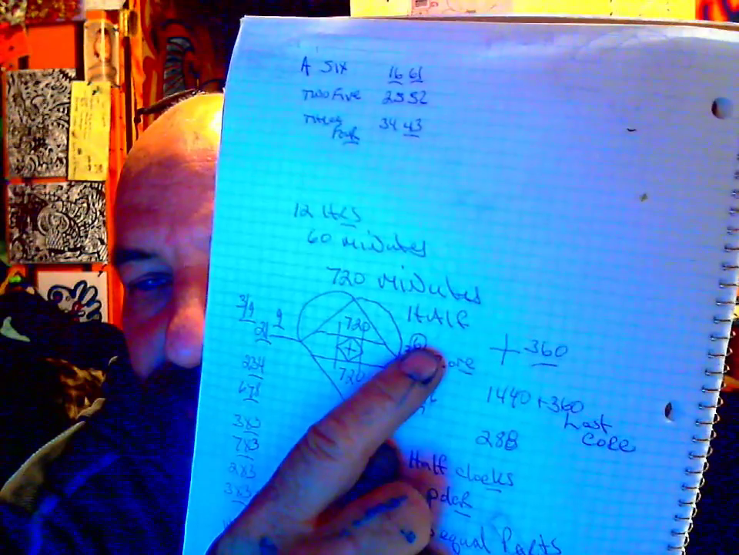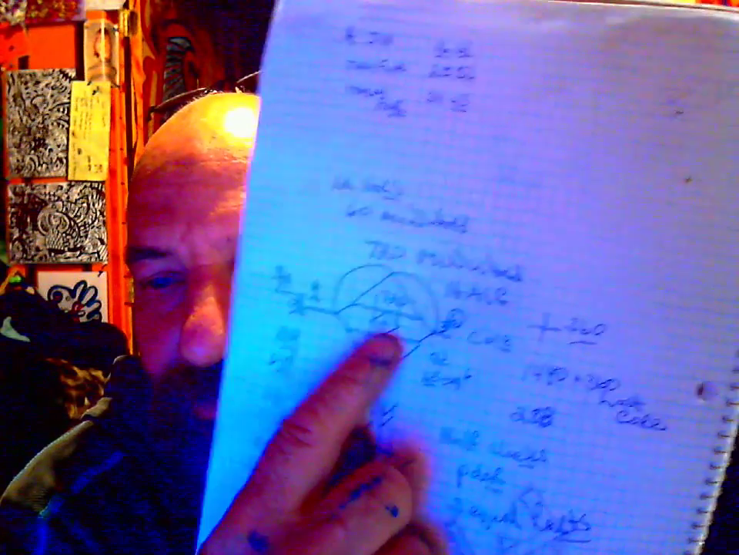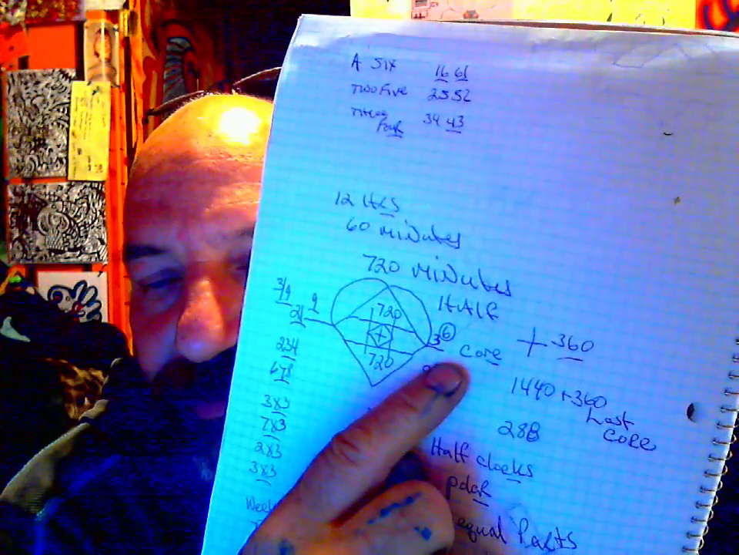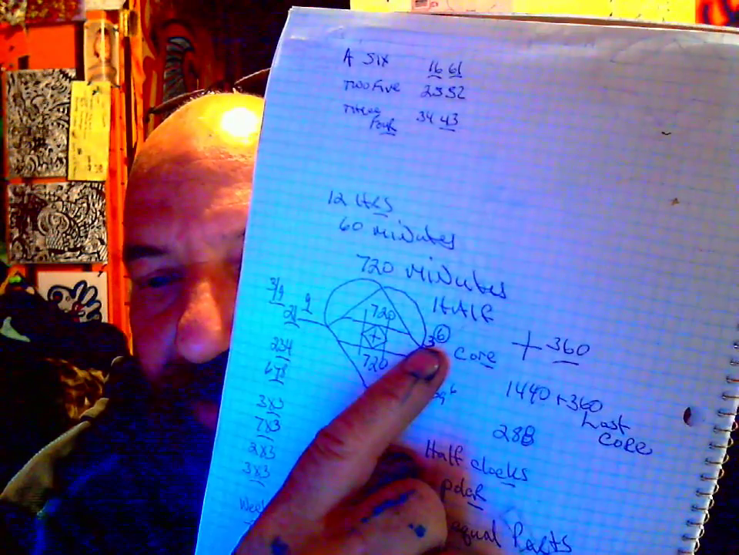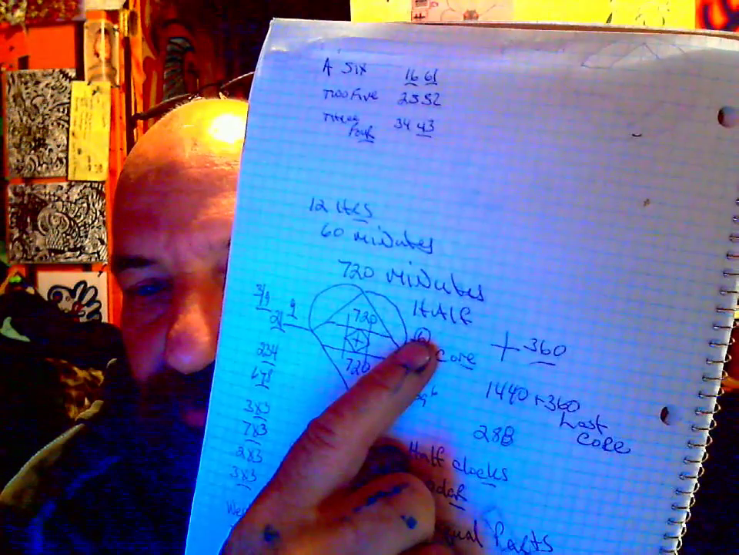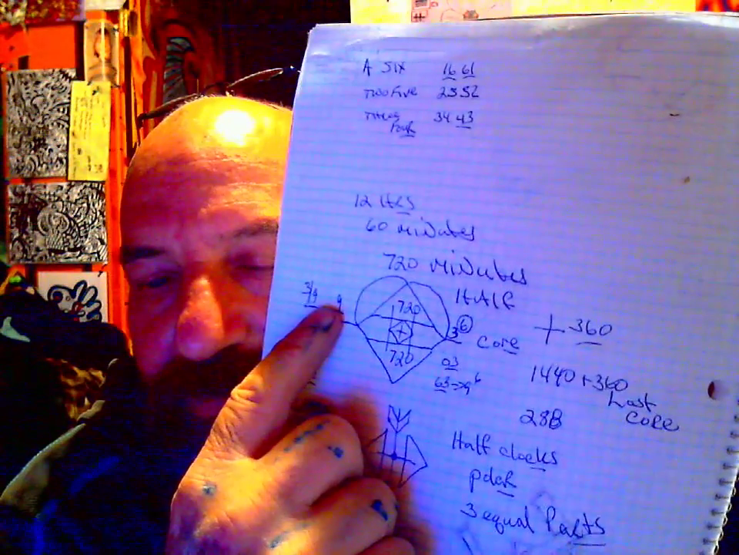3 is twice of 6. 2 is twice of 1. 3 sixths, 1 half. They're both 1 half. This is 1 and 2 together inside of it. This is 0, 6. This is 6 and 3.